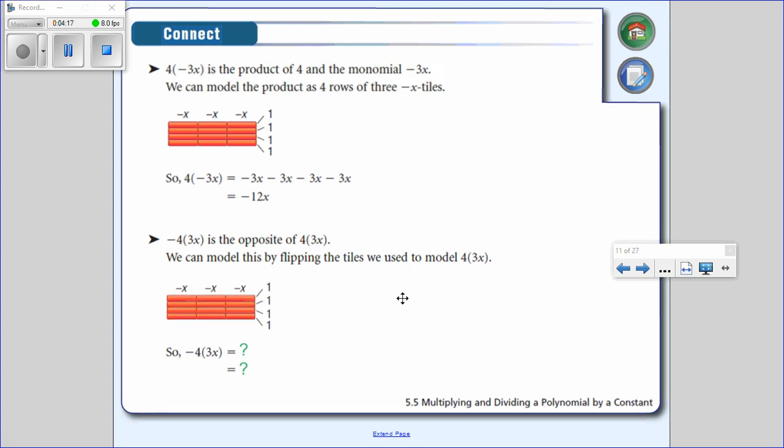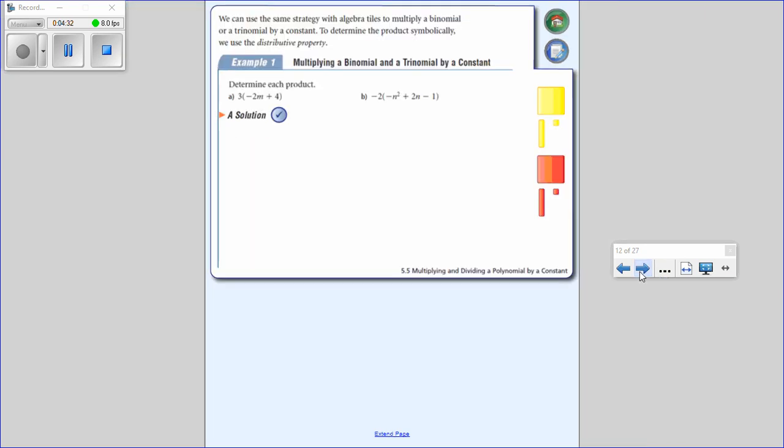So see how we just changed it. So again, the same idea. We could just multiply the coefficient of x with that negative 4. 4 times 3 is 12, and there's a negative sign, so it's negative 12x. Easy peasy.